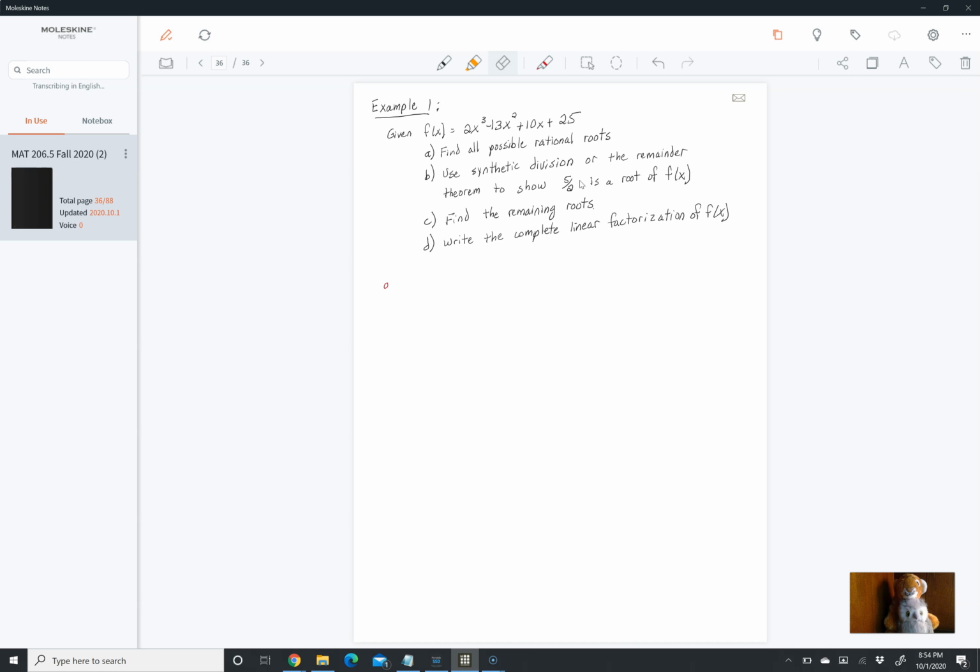So part A, we want to find all possible rational roots. So we've been doing this. We need to identify the constant. And by the way, you should try and do this on your own. You are capable of doing this on your own at this point. You know how to do everything. But if you want to sit and watch this one and do the next one on your own, that's okay. So let's say that we have a constant. Our constant is 25. And our leading coefficient here is 2. So we're going to create our table. Factors of the constant.